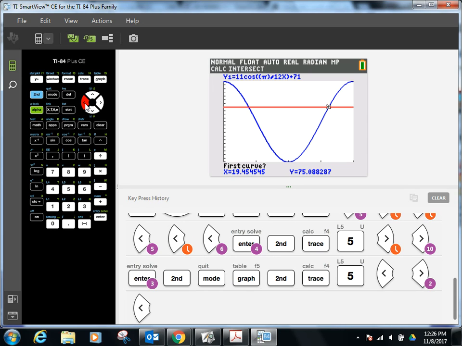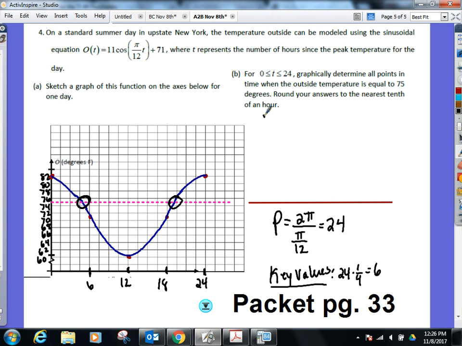On the bottom should say first curve. Anybody remember what to do from here? You just hit enter. It'll say second curve, enter again. And then right after guess, you press enter for a third and final time. And that tells you where on the x-axis it's at 75. So if I round this to the nearest tenth, it'll be 19 point about 19.4. So x equals 19.4.